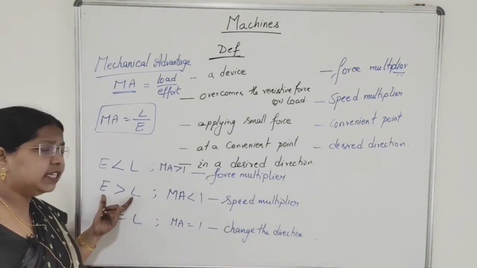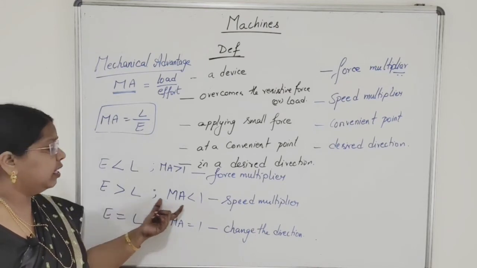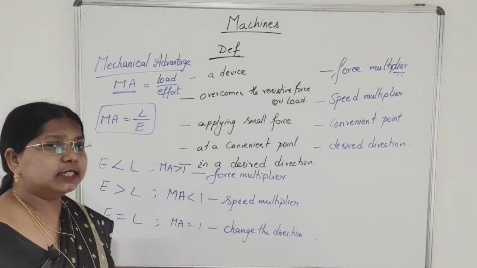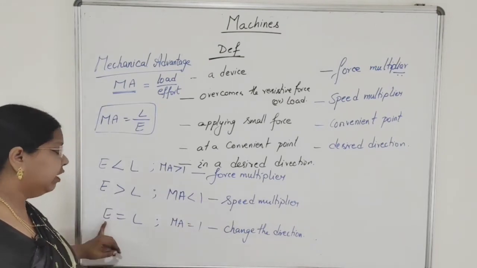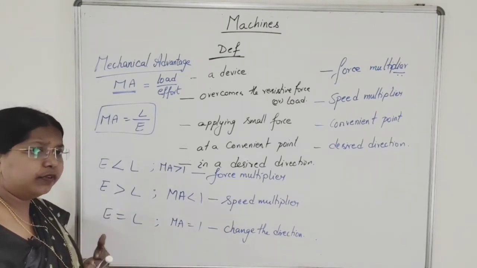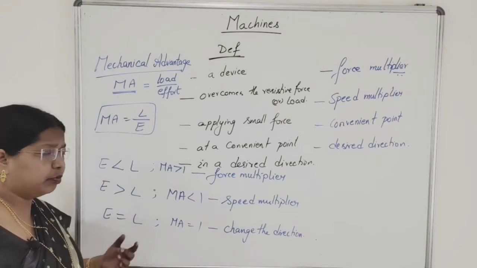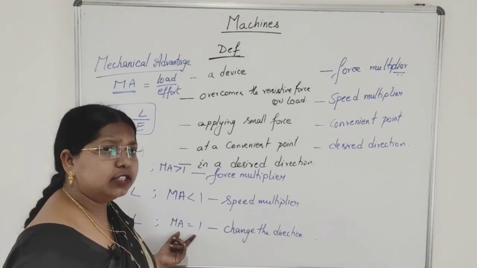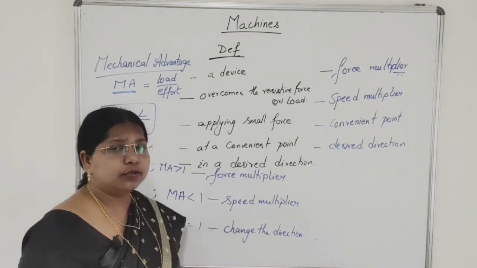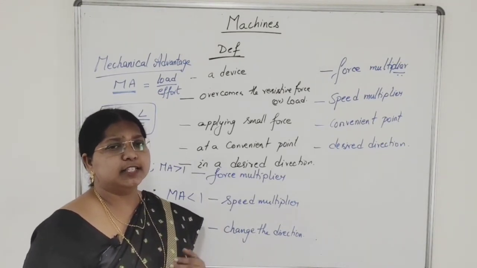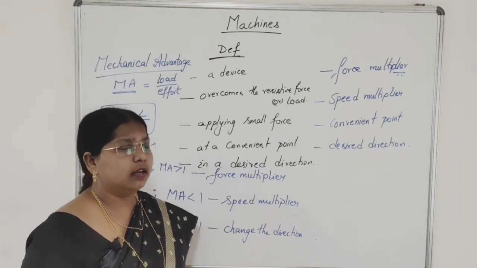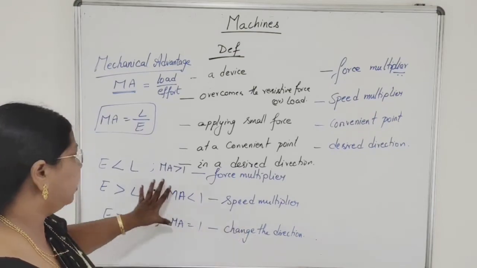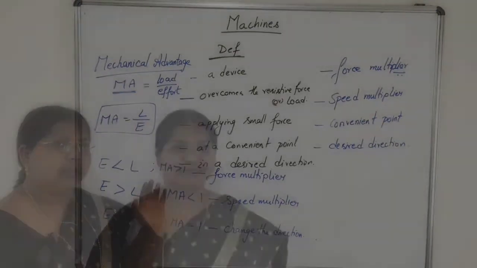If effort is greater than load, then MA is less than 1 from this expression, and it acts as a speed multiplier. If effort is equal to load, input is equal to output. When effort is equal to load moved, then mechanical advantage is equal to 1, and the machine will change the direction. So these are the functions of the machine depending on MA value we can declare.